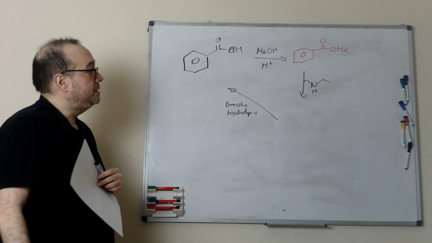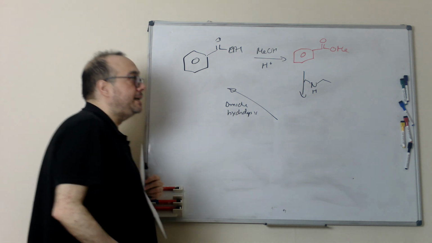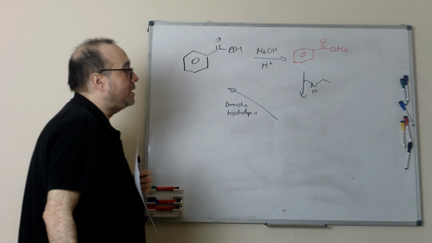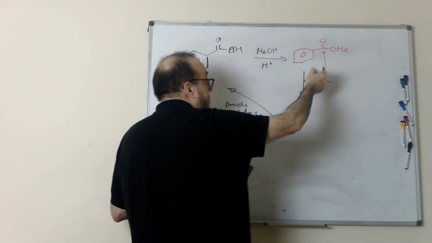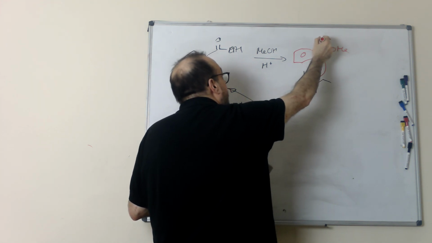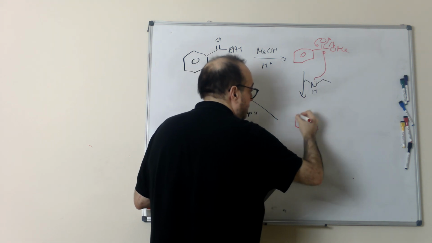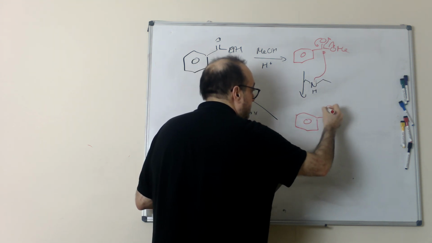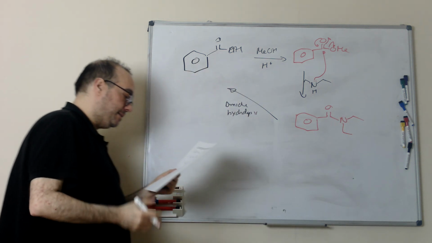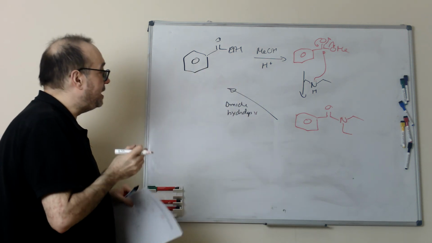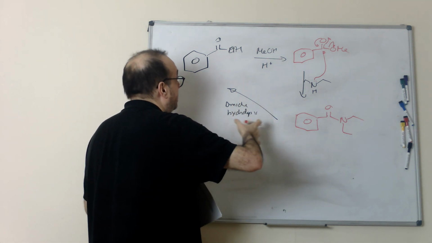Do it at home. Okay, second one, we add this secondary amine. What happens is that the pair of electrons will attack here. We are in basic media, addition, elimination, and what we generate is the amide.